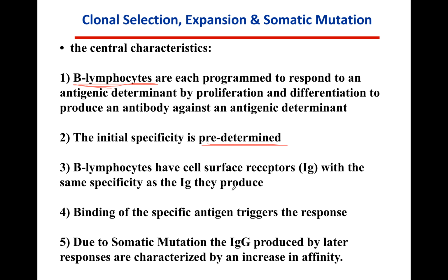B cells have cell surface receptors, and these are the antibodies that we've seen. They're called B cell receptors, antibodies that are bound to the surface. The binding of the specific antigen triggers this response, so the specific antigen interaction is important, so your specificity there. And due to somatic mutations, the IgG produced by later responses is also characterized by an increased affinity. So those are all key principles or essential characteristics you'll find in this response.